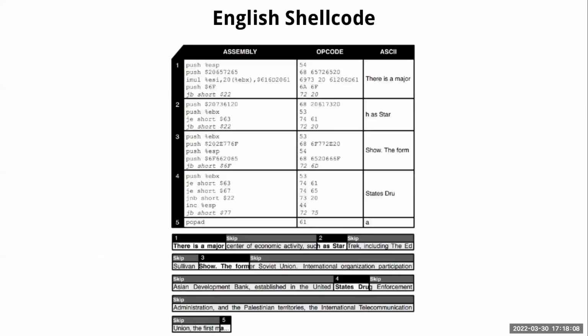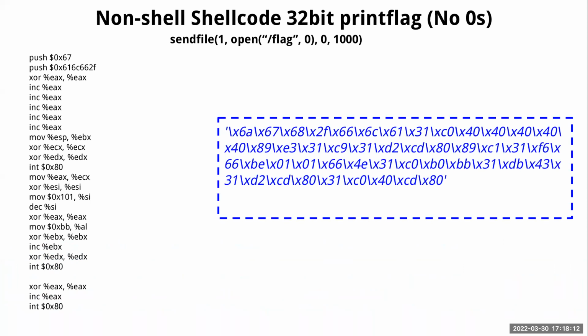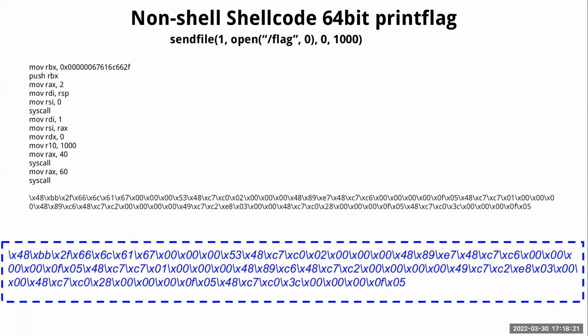So for the 32 bits, you can say here, this one has already removed all the zeros. So this one can pass that tester no 0. But this one, the 64-bit one, cannot pass that. So your job is to change this one to make it pass this no 0 version.